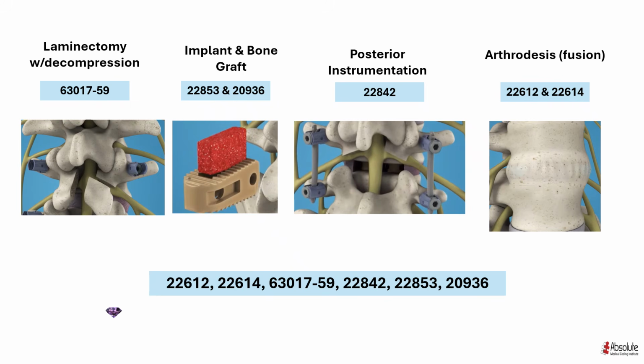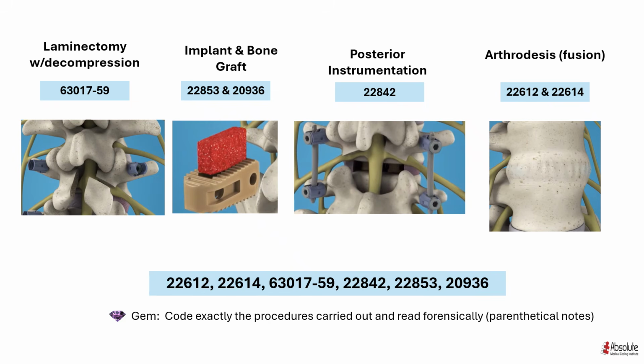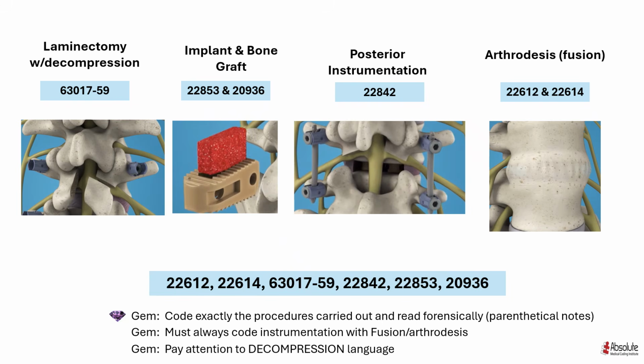Okay, so I got a gem. No, not a gem. I have 3 gems. Remember this, coders. When coding spine procedures, you're going to have a lot of codes. So make sure you're coding exactly the procedures carried out, and read forensically. Make sure you pay attention to those parenthetical guidelines. Number 2, you must always code instrumentation with arthrodesis or fusion. Always. They go hand in hand. And finally, pay attention to that decompression language. All right? It's gold. It's going to guide you.